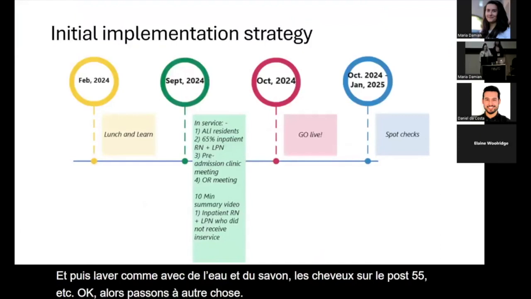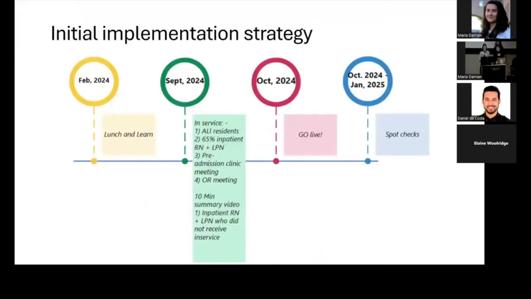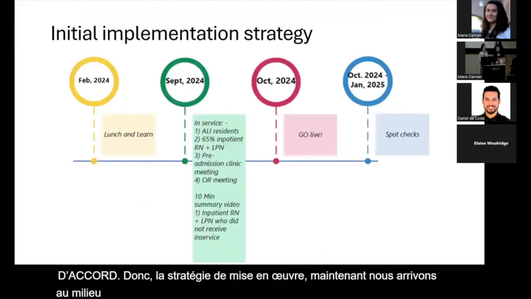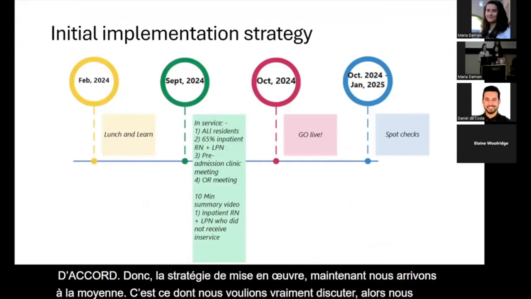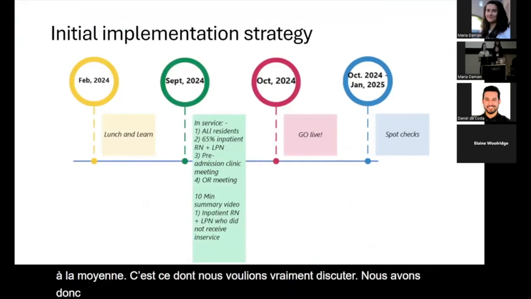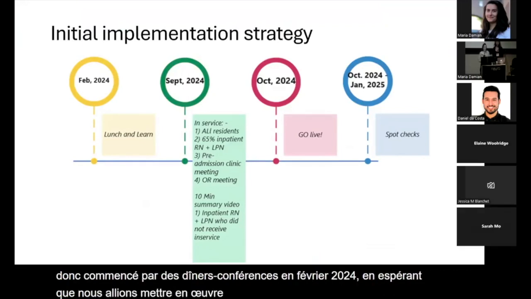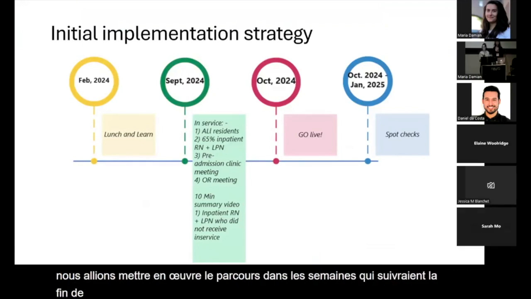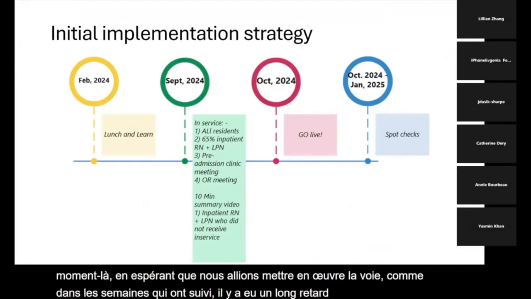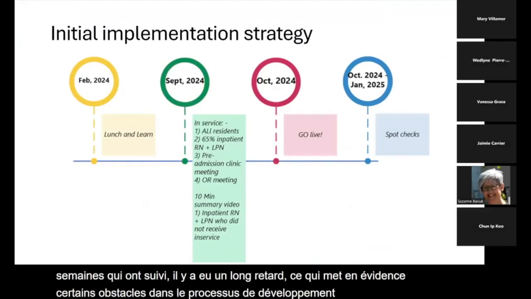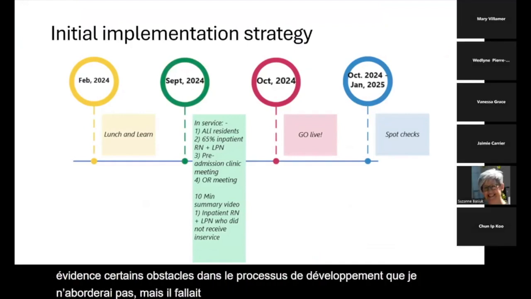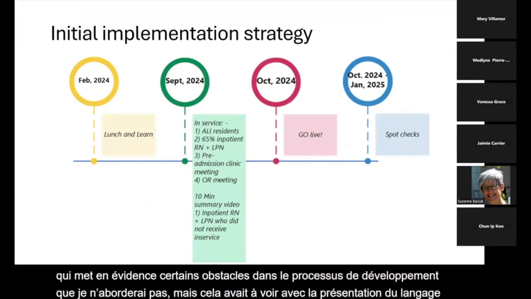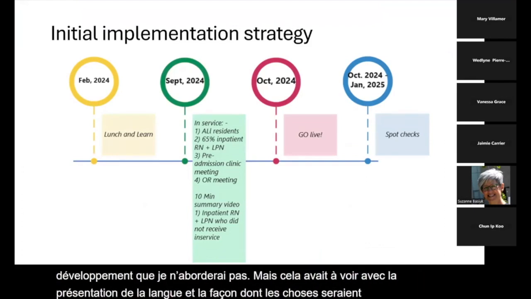Okay. So the implementation strategy, now we're getting to the meat of it, because this is what we really wanted to discuss. So we started with some lunch and learns in February 2024. At that point, hoping that we were going to implement the pathway within weeks after. There ended up being a long delay, which points to certain barriers in the development process that I won't get into, but it did have to do with the language, presentation, and how things would be scanned, et cetera. Anyway, so it took a whole 6 months to resolve, which is unfortunate.